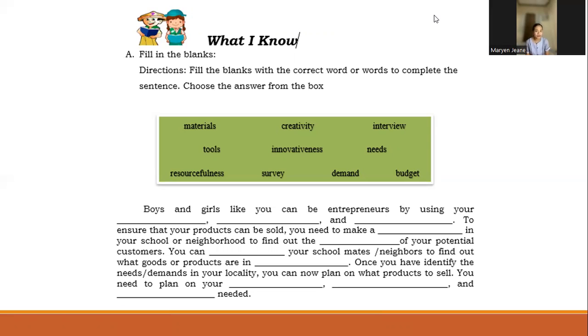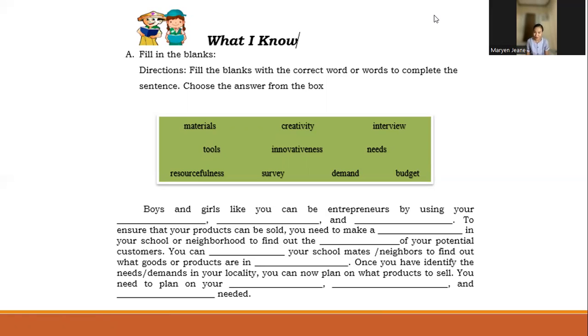So let us first read the words in the box. Materials, creativity, interview, tools, innovativeness, needs, resourcefulness, survey, demand, and budget. These are the words that you are going to use to complete the sentence below. Now, I will read the sentence for you. Listen carefully.